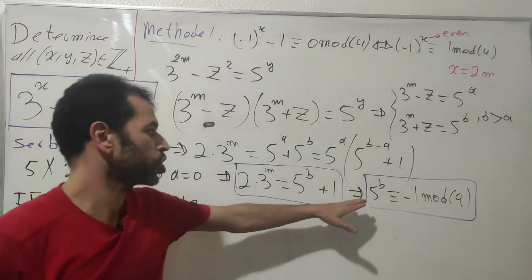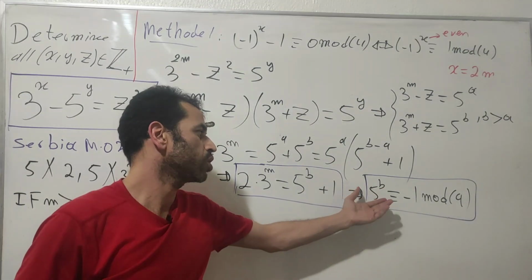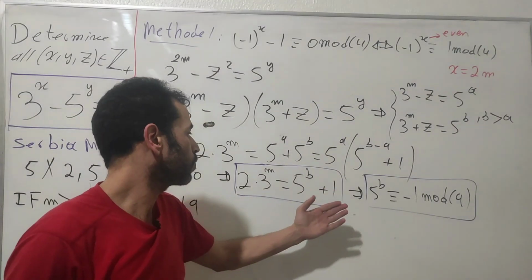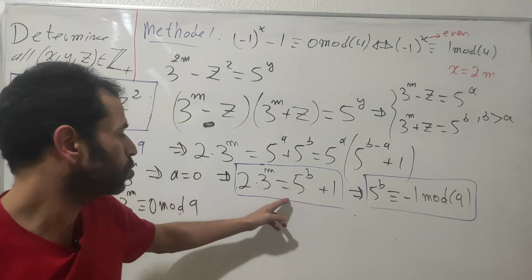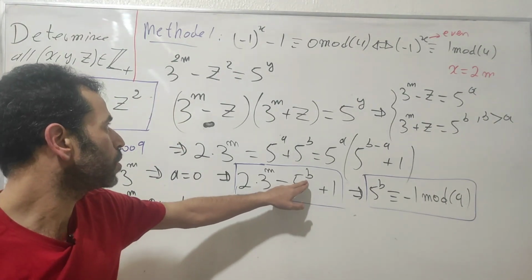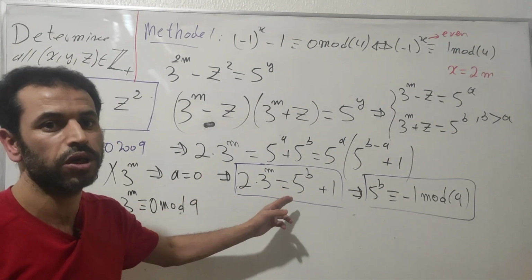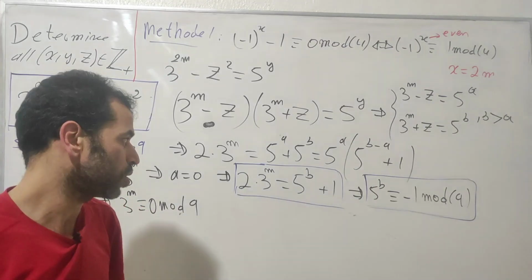So we need to take the chart to see what the possible values of the power of 5 are when you reduce this one to mod 9. Before we move on to the chart, I'm going to determine the parity of b first. If I reduce the equation to mod 6, we will be able to determine the parity of b.